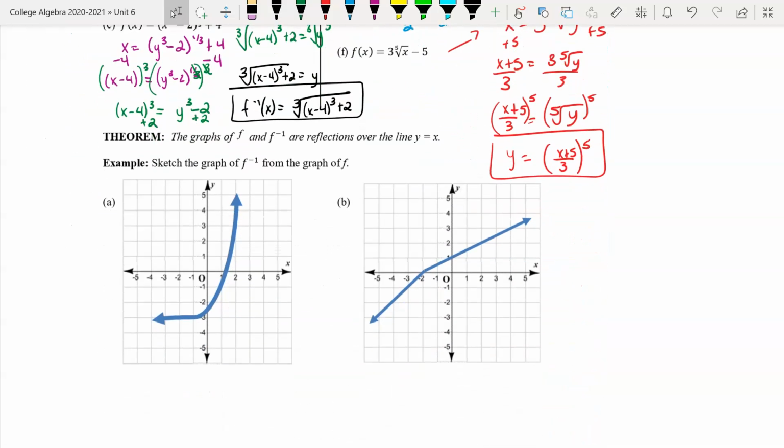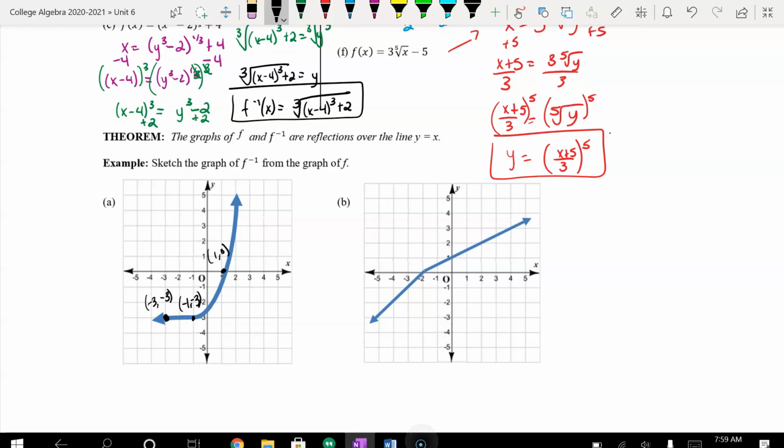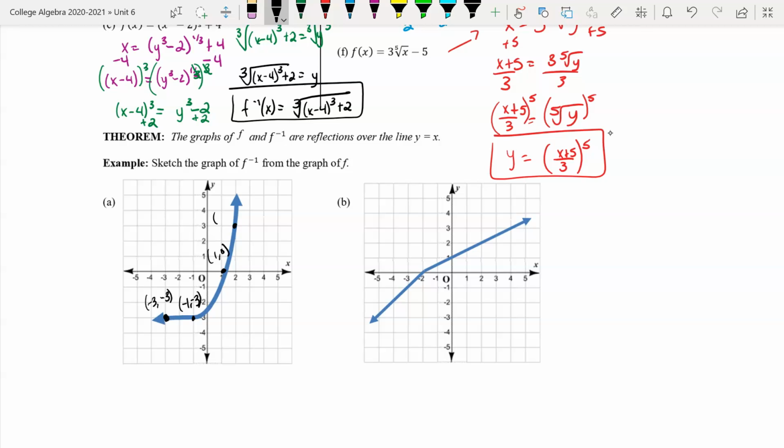So it says sketch the graph of f inverse from the graph of f. All right, the easiest way to do this, guys, is to find some coordinates that you can use. So -3, -3, -1, -3. We can call that 1, 0. No, it's not quite there, but we'll call it 1, 0, and then we'll say 2, 3. Now, to find the inverse, I just switch x and y, and I graph it.